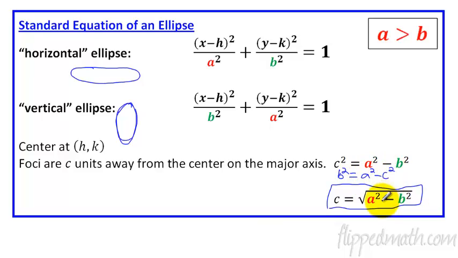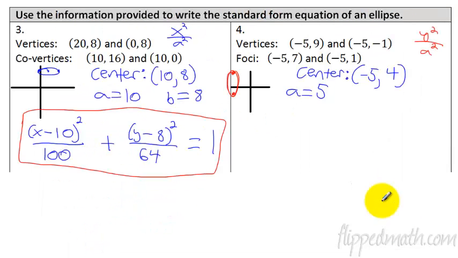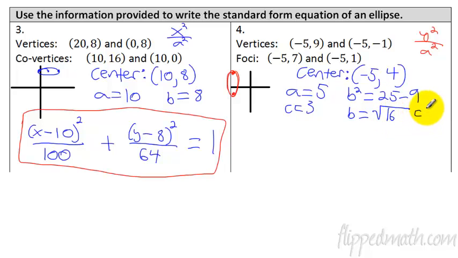Okay, so let's go back. b squared equals a squared minus c squared. So b squared equals a squared, which is 25, minus c squared. What in the world is c? I should probably write that down. The c is the distance from a focus to the center point. You can see 4 to 7, that's a distance of 3. So that's 9, because it's c squared. So then b is equal to the square root of 25 minus 9, which is 16. So it equals 4. All right, we have all the information we need.